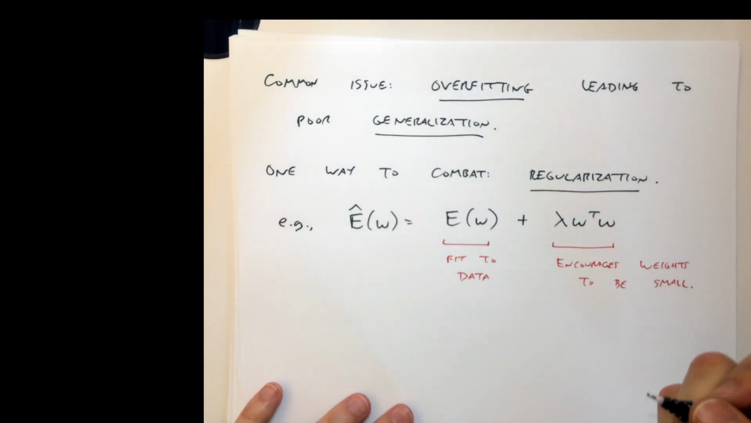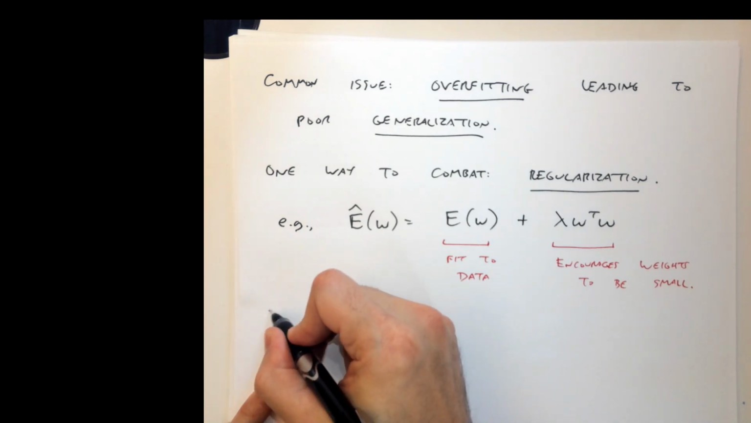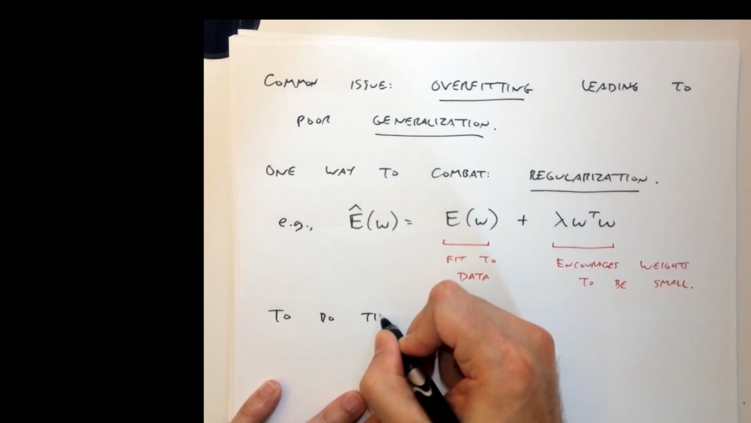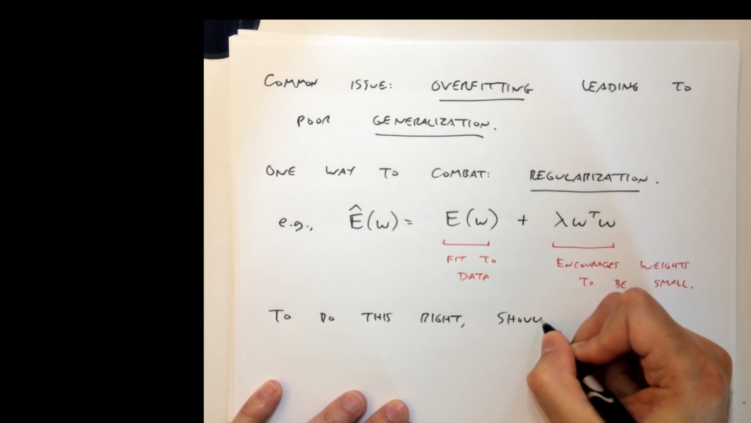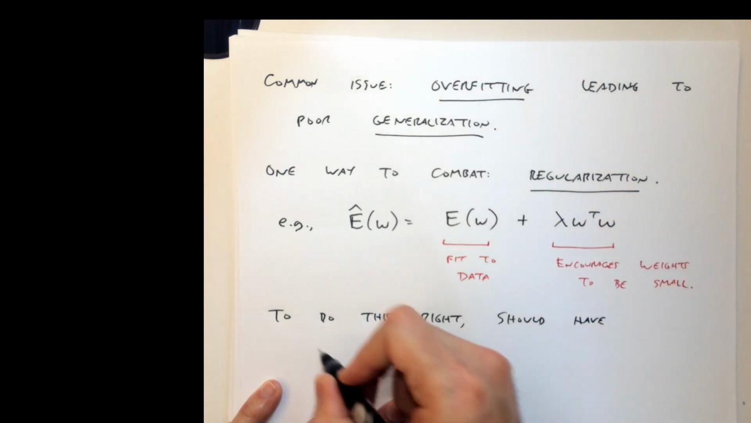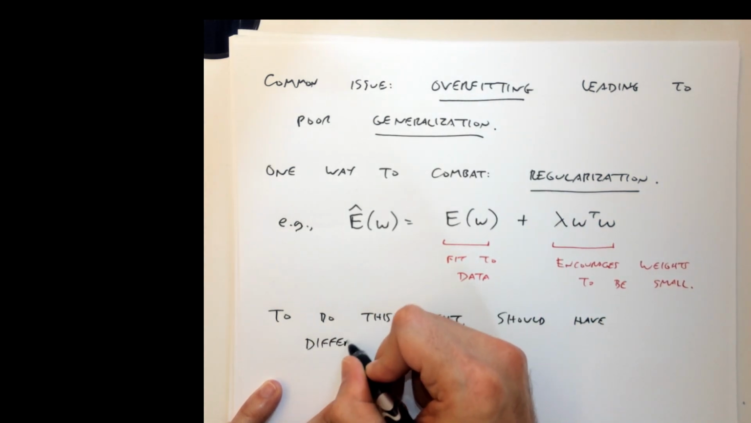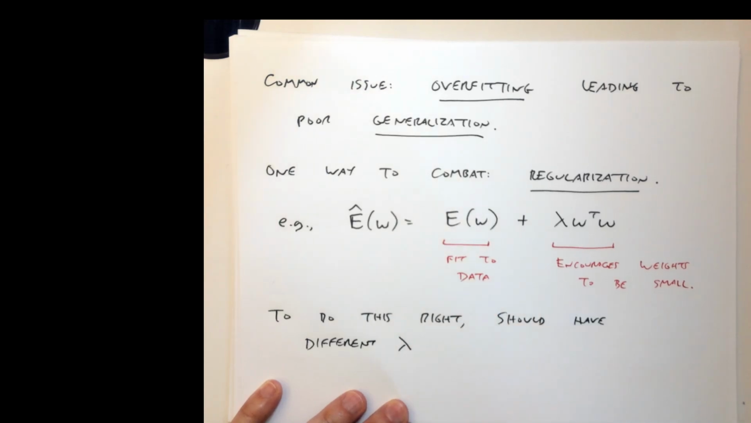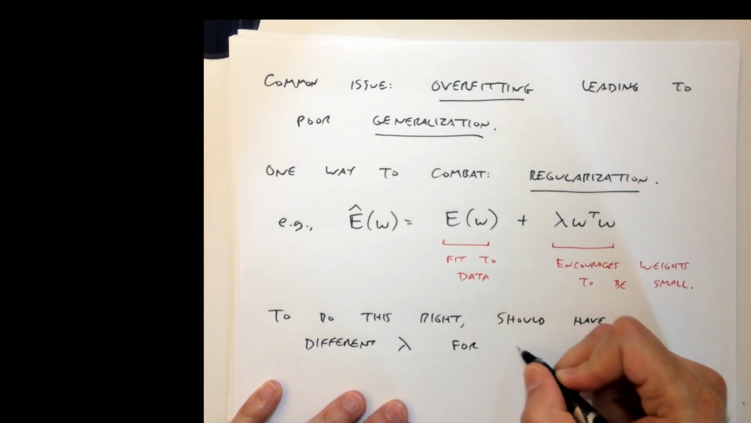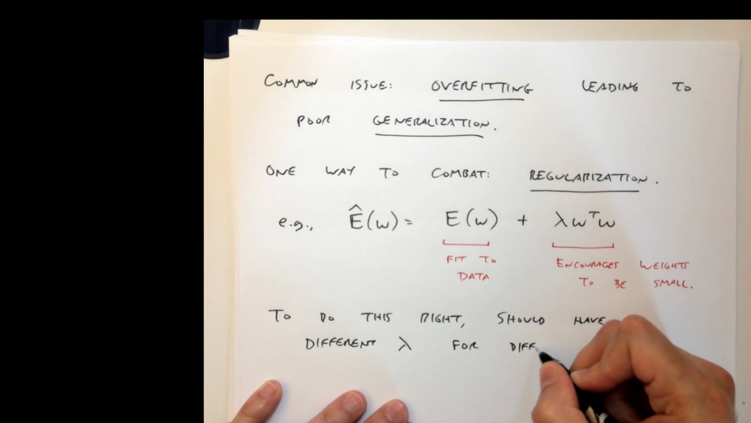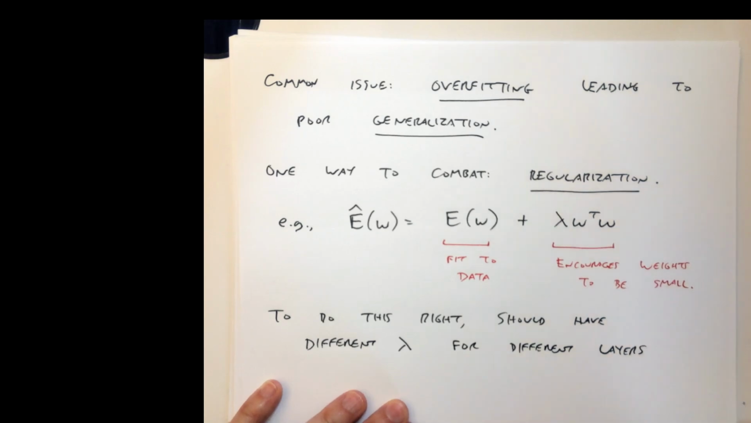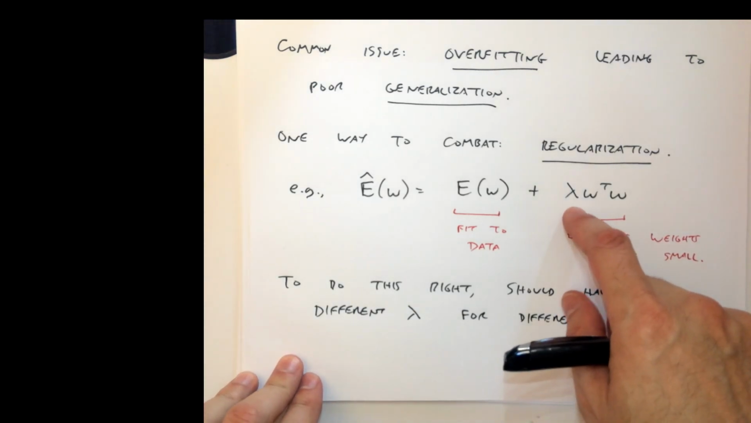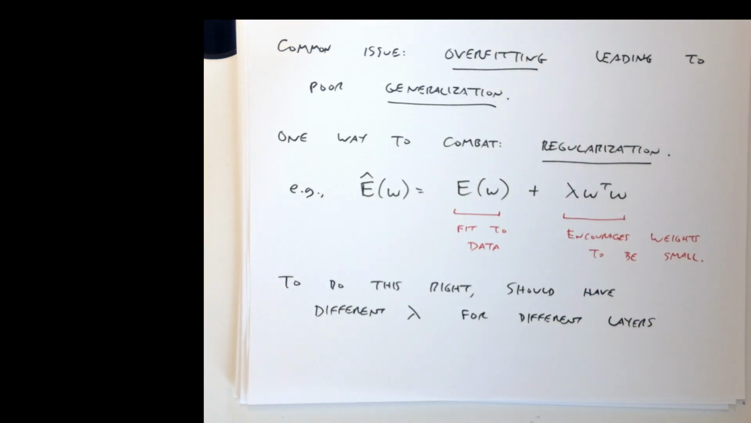So let me just say that, to do this right, I probably should have different lambda for different layers, which in itself is not hard to do, right? Instead of this, I have lambda 1 times some weights and lambda 2 times some other weights. That's okay.